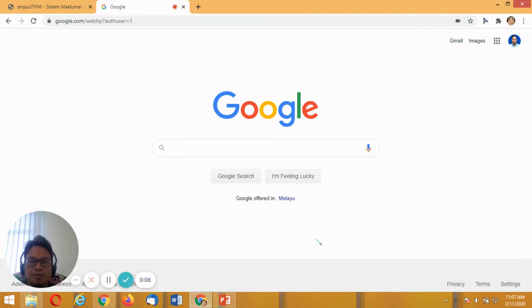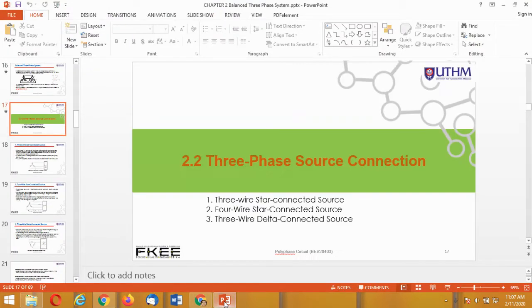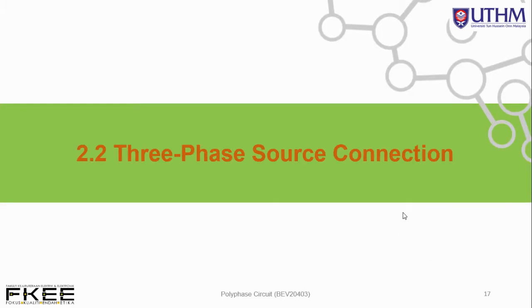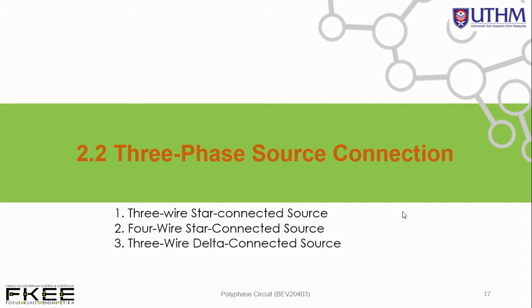So welcome back to my video, and we will continue with our topic number 2, still on the balanced three-phase system. So we continue with subchapter 2.2, three-phase source connection, where we will see the 3-wire star connected source followed by 4-wire star connected source. And finally, we will discuss the 3-wire delta connected source.